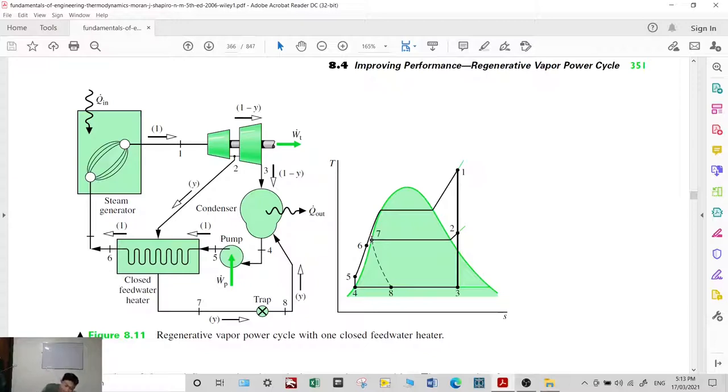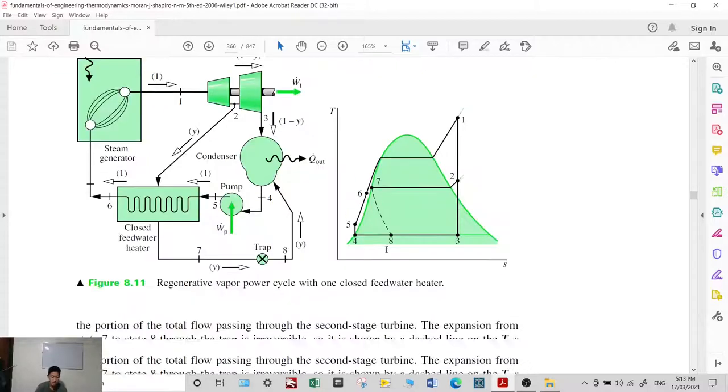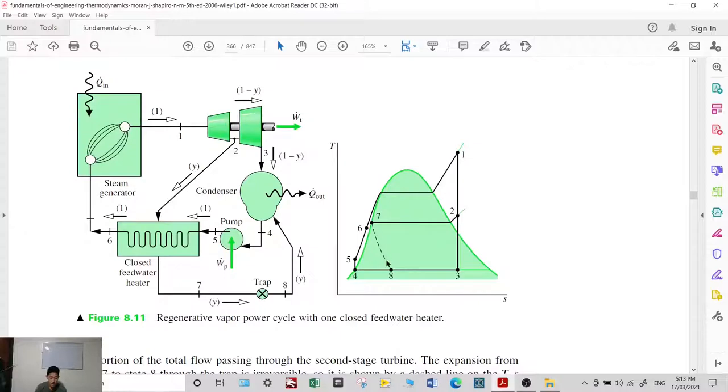Constant enthalpy. Okay? Constant enthalpy. So, 7 and 8. And then, so, balik ka na. 1, 2, 3. And then, 3 to 4, heat rejection sa condenser. 4 to 5, pump work.